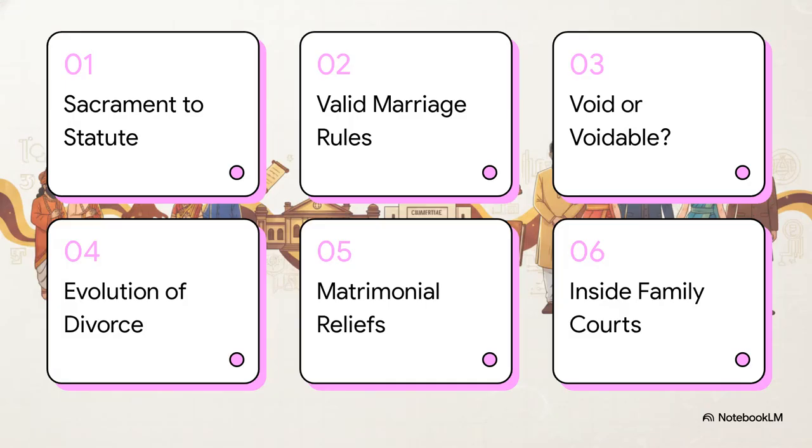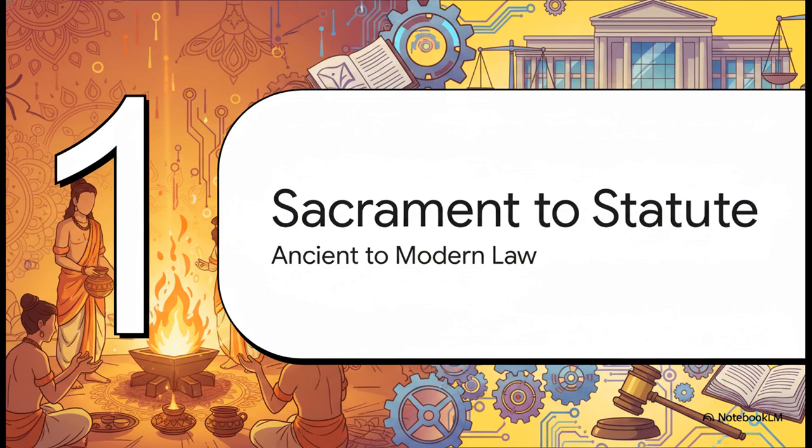Real quick, here's our roadmap for today. We'll start with that big shift from sacrament to statute, run through the absolute rules for a valid marriage, and figure out what makes a union void versus voidable. Then, we'll look at the evolution of divorce, explore a few other matrimonial reliefs, and finally, step inside the modern family courts. All right, Section 1, Sacrament to Modern Statute.